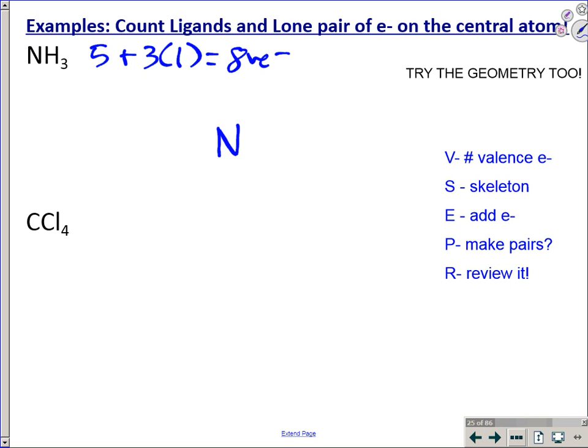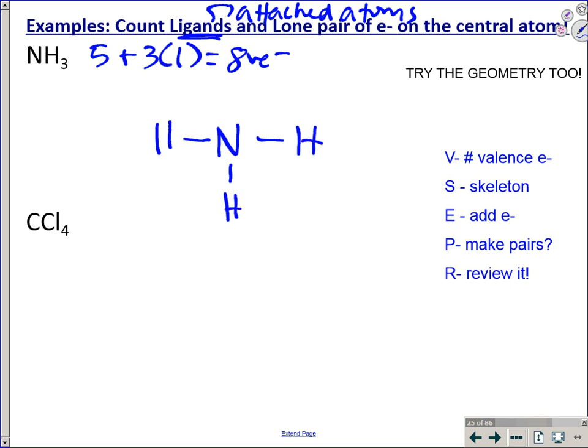These are called ligands. Ligands are the attached atoms. Okay, so I'm attaching hydrogen left, right, and down. You could have also put it up. It just needs to be as symmetrical as possible. H is all the way around. All right, what does one line represent? 2 electrons, right? So there's 3 lines, so 2, 4, 6. 6 electrons have been used so far.